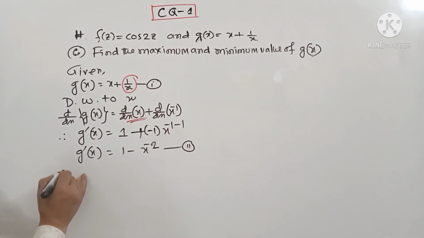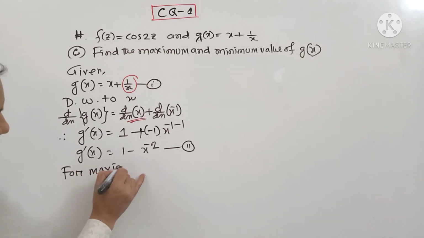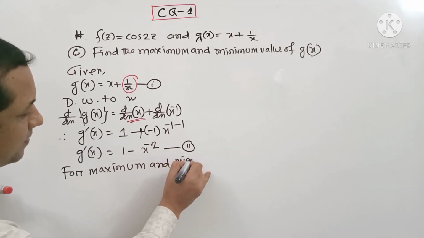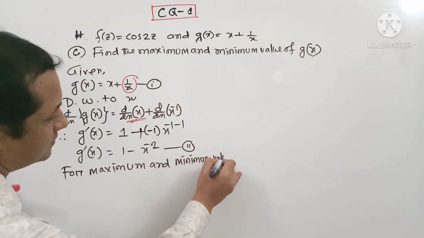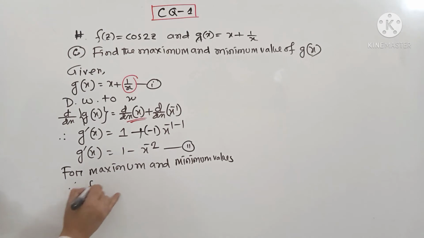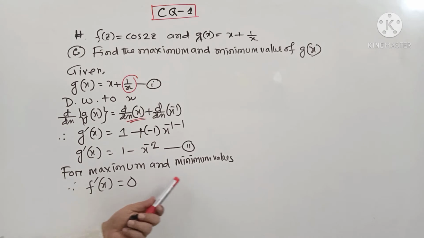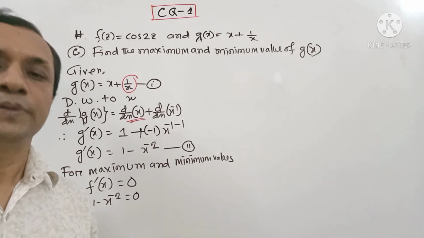Now for maximum and minimum values, f prime x equals 0. Third condition, for maximum and minimum values, f prime x equals 0. Now find the value of f prime x, 1 minus x to the power minus 2 equals 0. Then find the value of x.